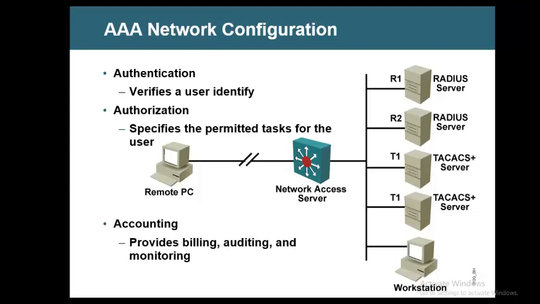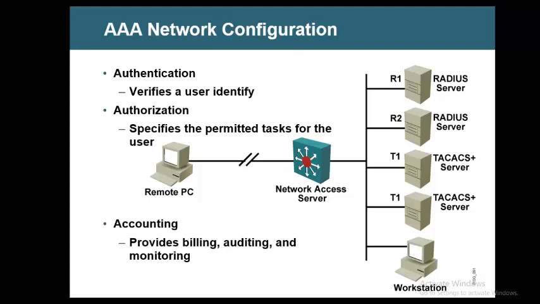So we are going to do AAA. We are going to have RADIUS or TACACS+ or both as the method of authentication. If in case the TACACS+ or RADIUS fail, we want the local method to authenticate. What do I mean by that?